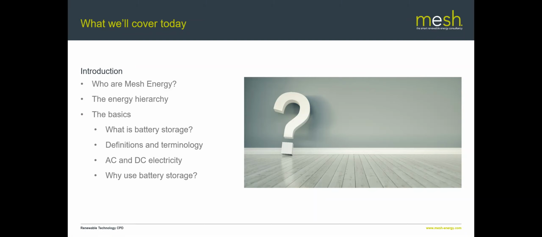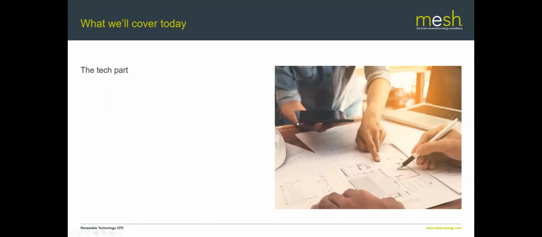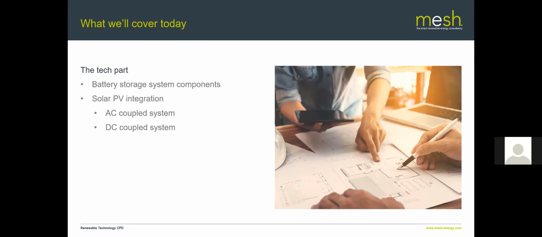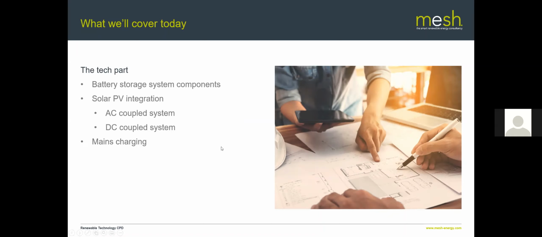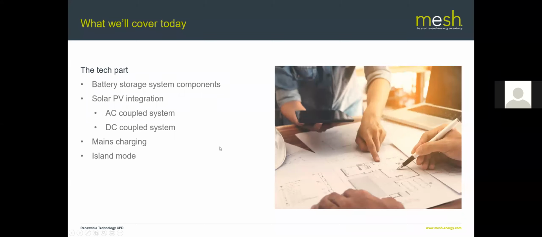There's a few electrical bits in here that might be new to a few people, and then a little bit about why you might want to use battery storage. Then we'll go a little bit more into the technology, some of the system components, and then talk about integration with solar PV. And we're going to look at two specific systems, which are AC coupled and DC coupled systems. That's the two overarching sides. Then a little bit about charging batteries from the mains, why that might be a good idea in some cases, and also why it might not be.